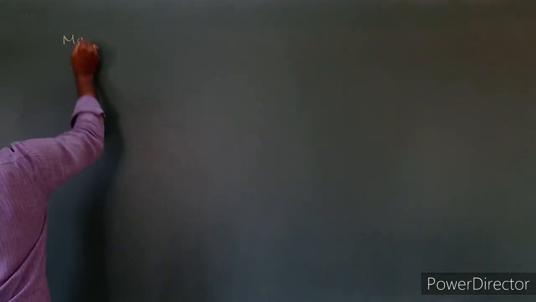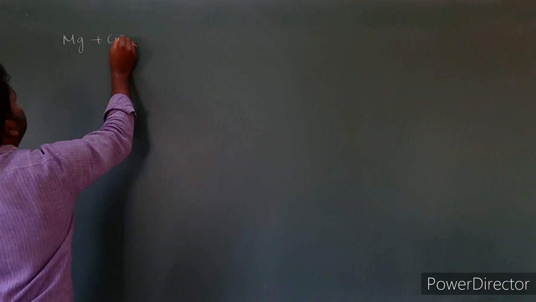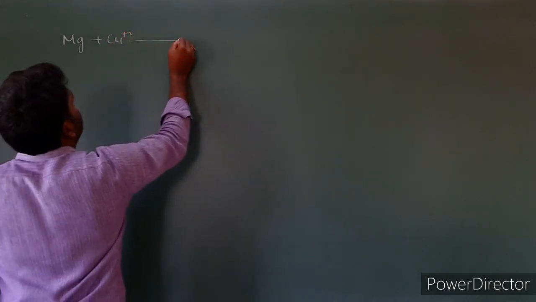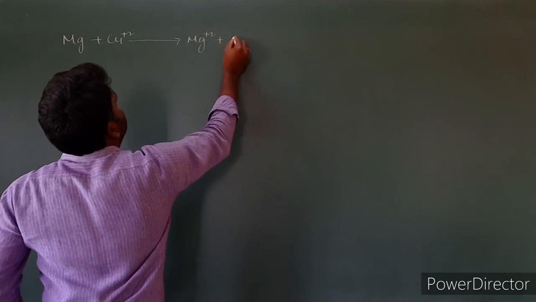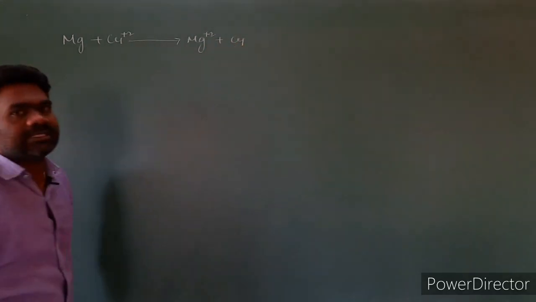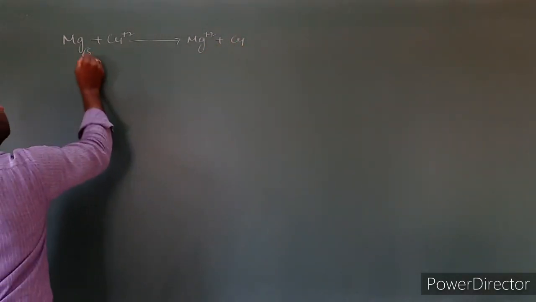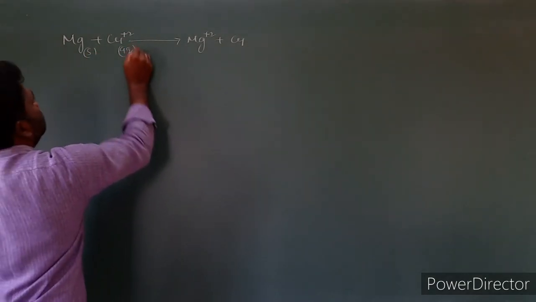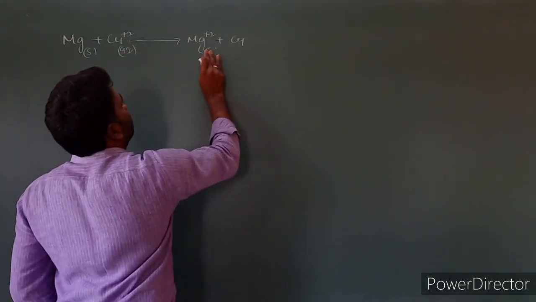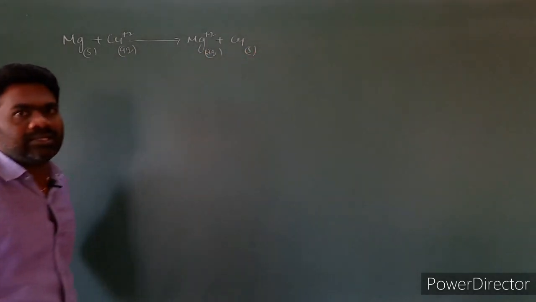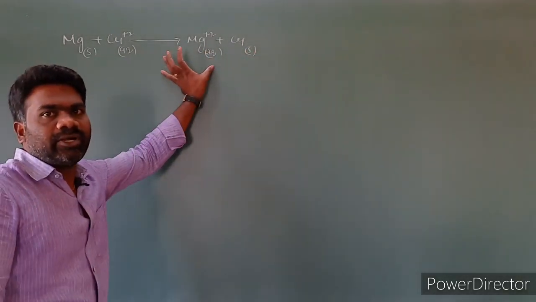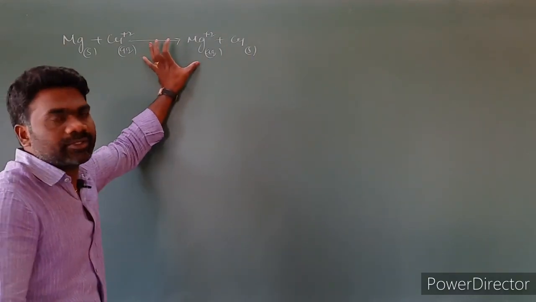For example, I am taking Mg plus Cu2+ gives rise to Mg2+ plus Cu. This cell reaction is given to you. Here Mg is solid, Cu2+ is in aqueous state, Mg2+ is aqueous, and Cu is solid. For this cell reaction we have to write a direct Nernst equation.